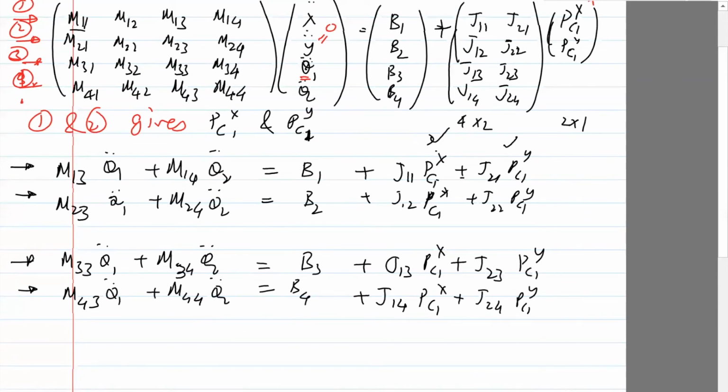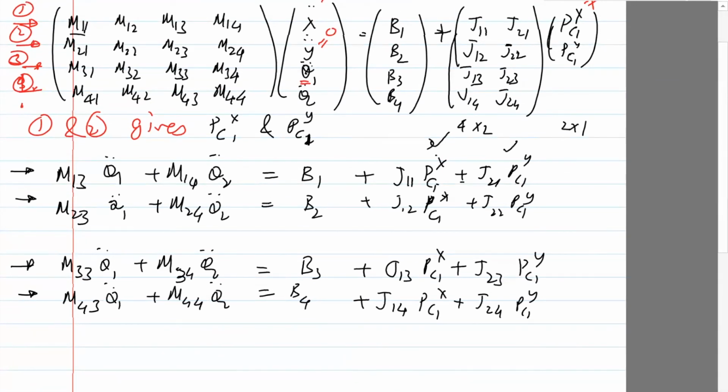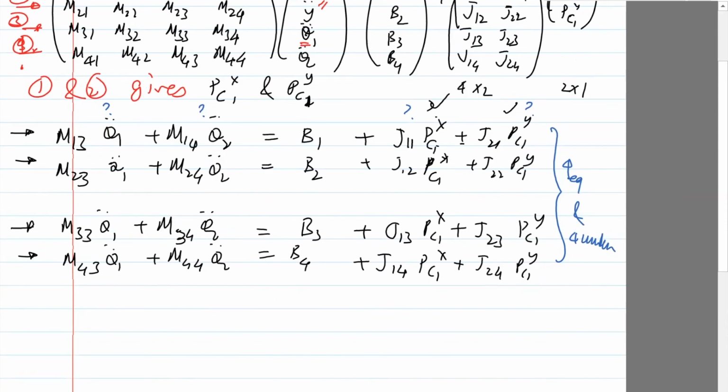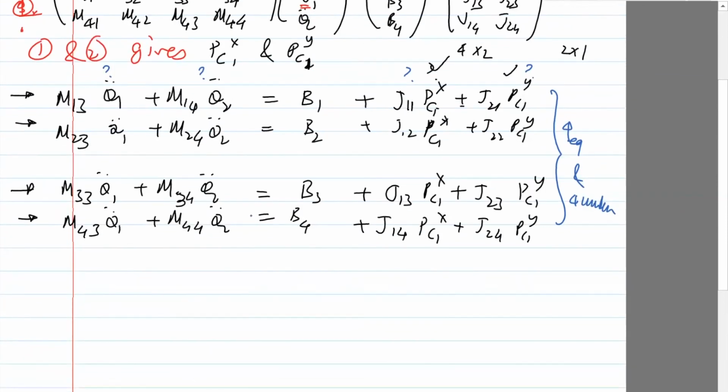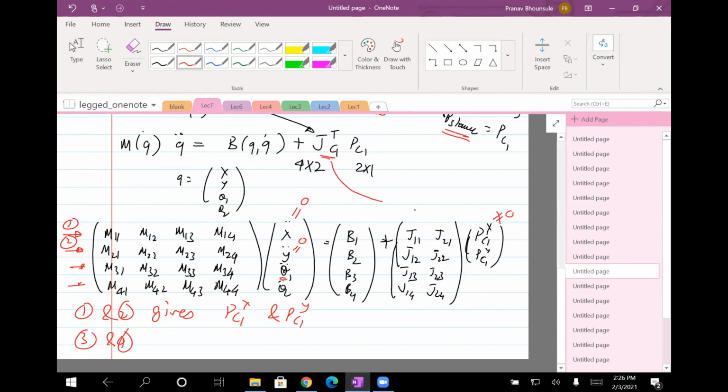Okay, so here the unknowns are theta 1 double dot, theta 2 double dot, and then PC1X, PC1Y. So there are 4 equations and 4 unknowns. So you can solve for those 4 unknowns using these 4 equations. JC1, right? So let me write that down.